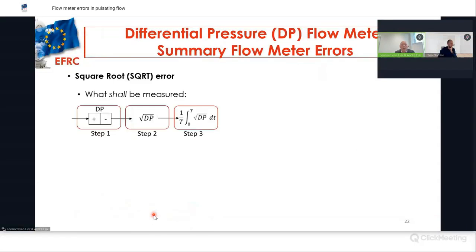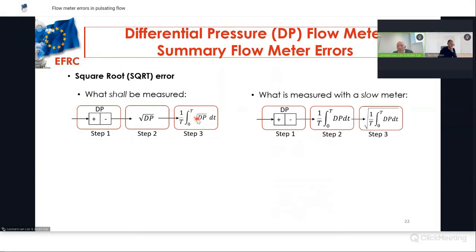I will give now an overview of the possible flow meter errors. The first is a so-called square root error. What shall be measured is as follows. The first step is that you measure the pressure difference over the orifice plate. You take the square root, and then you take the time mean average value of the square root of the delta P.